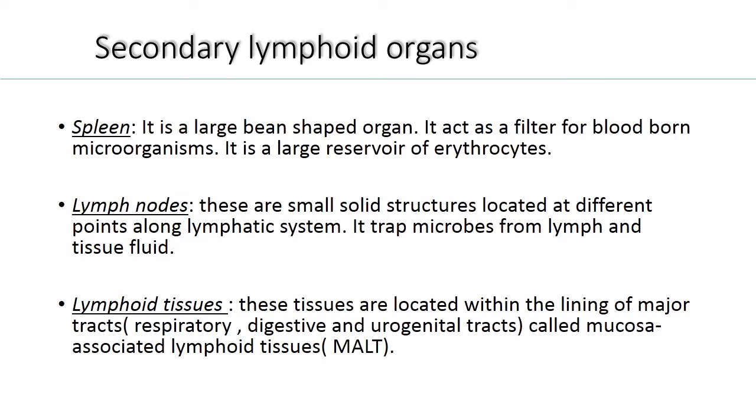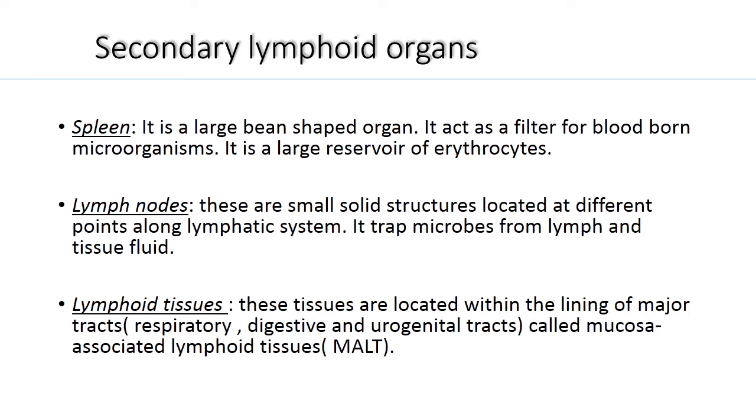One more function is that it acts as a reservoir of erythrocytes. Erythrocytes are nothing but RBC cells. RBC cells get stored in this organ, so the spleen is called the largest reservoir of erythrocytes. So these are a few functions of the spleen.